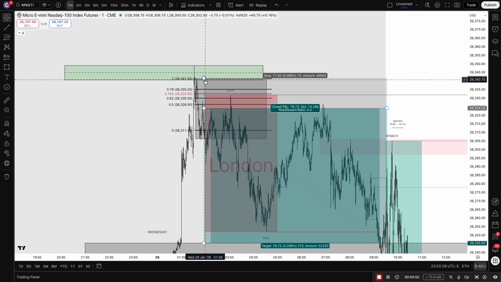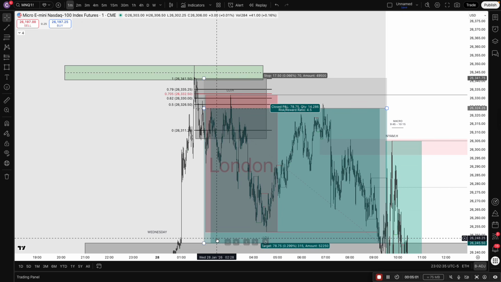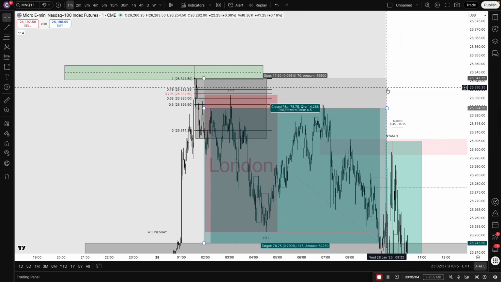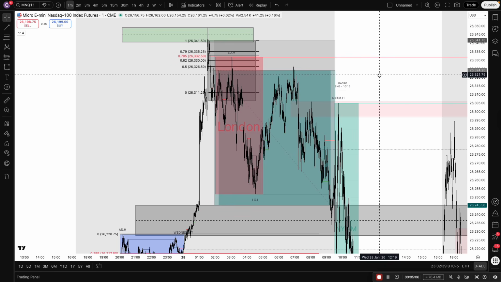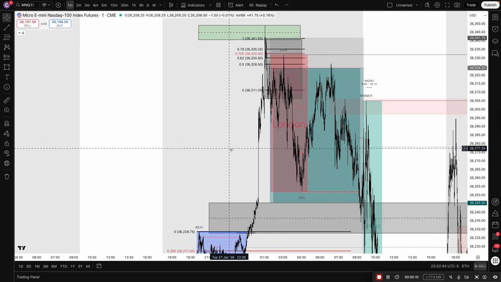If you're going to use small sizing like 5 minis, you're going to go ahead and you're going to have like $300 risk right here to make $1,500, right? And that's essentially what I did last night. So yeah, that's kind of the rundown of that trade right there.